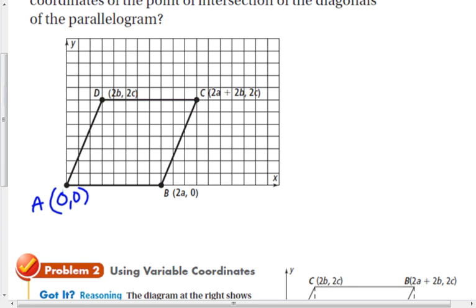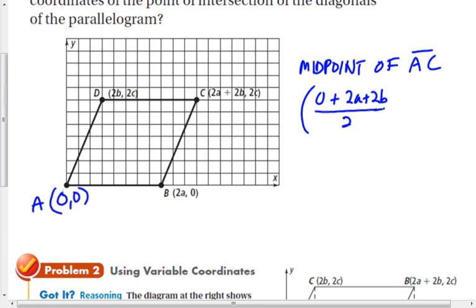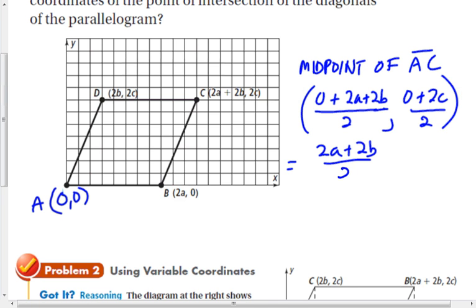So if I find the midpoint of one of the diagonals, I actually have the place where they both cross. So pick the easiest points to use, like maybe let's find the midpoint of AC, since A is just 0, 0. And to do that, we're going to use the midpoint formula, so we're just going to take 0 plus the x-coordinate of C, which is 2A plus 2B, divide that by 2. And then the y-coordinates are 0 and 2C, add those together and divide by 2.